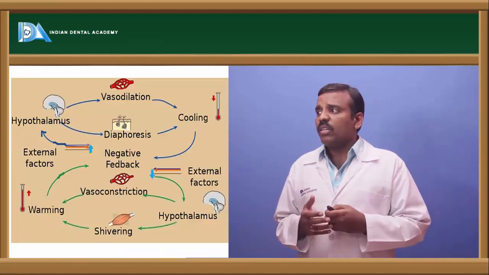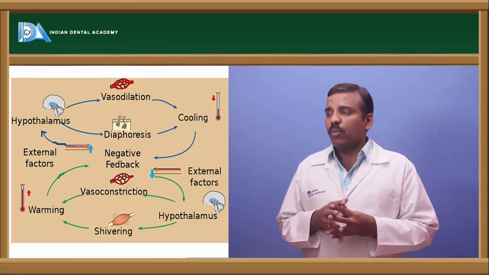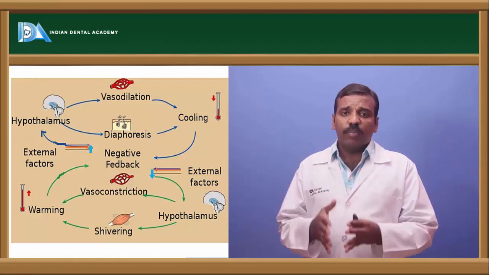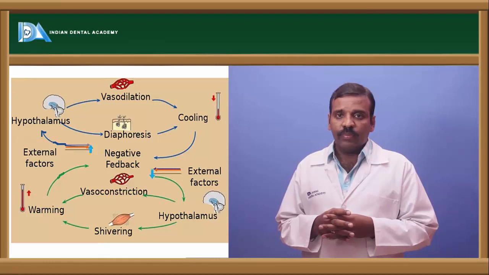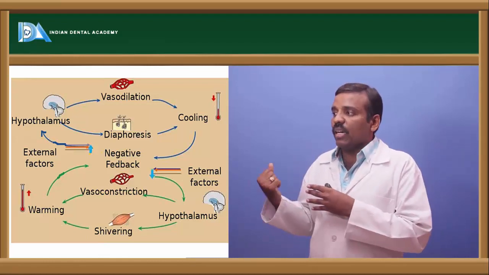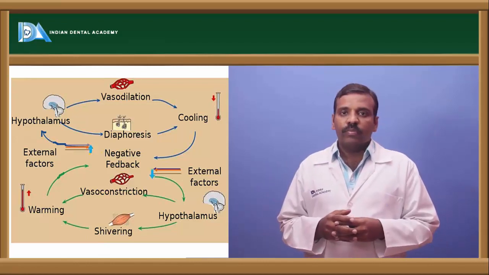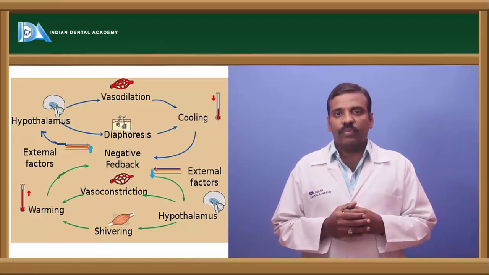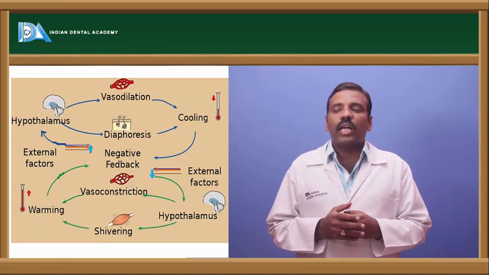And come to see this hypothalamus: by the vasodilatation and diaphoresis, there is cooling of the blood, and by that the temperature is decreased. And when there is warming, then vasoconstriction and shivering occur immediately through the hypothalamus, and it comes to normal. Decreased activity and at the same time increased activity, that is what is going on in the body. So all this is because of the hypothalamus.